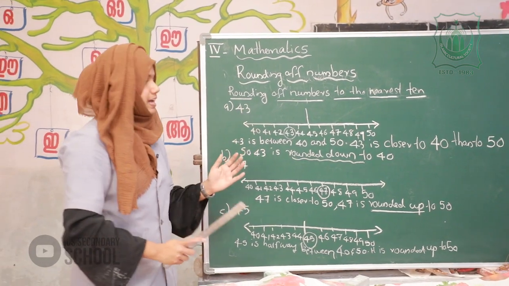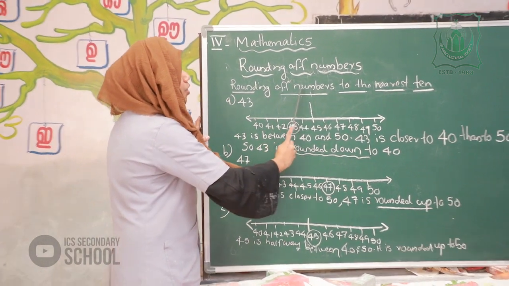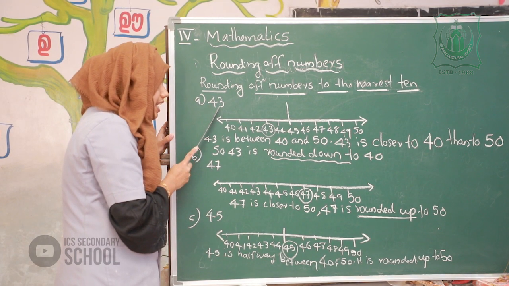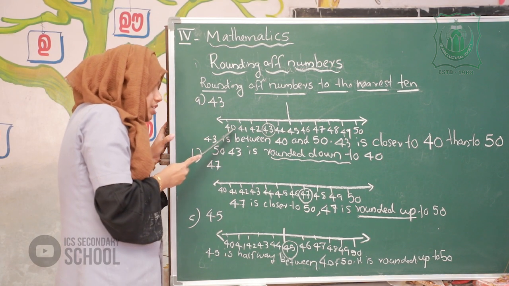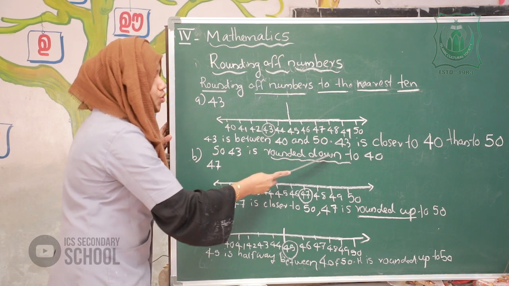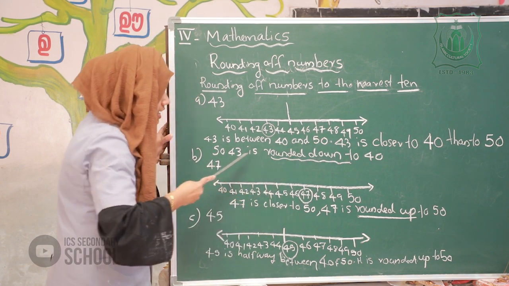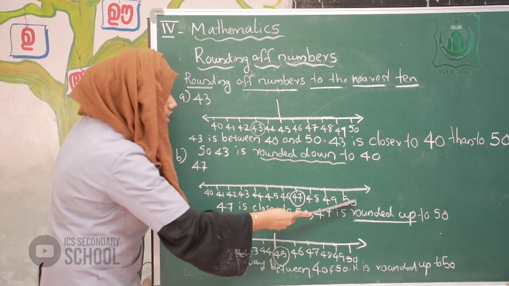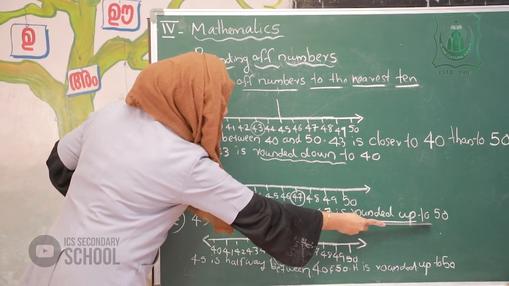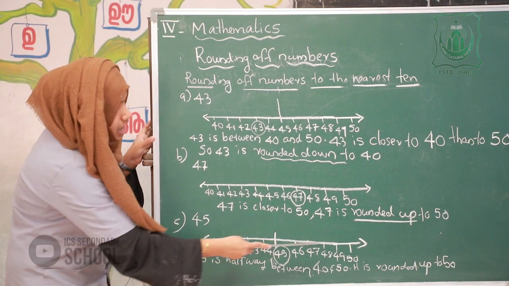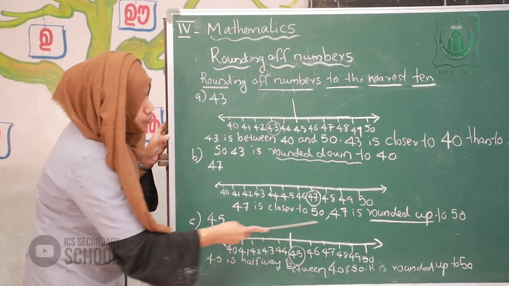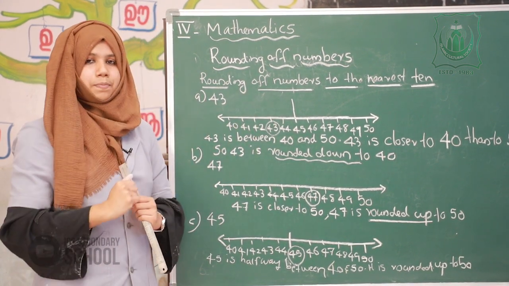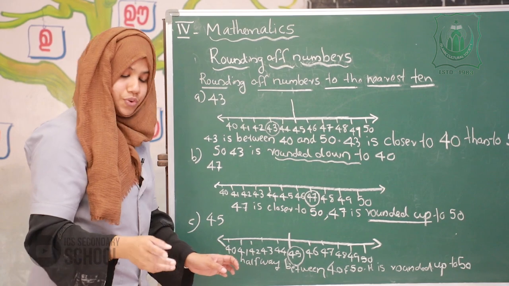Okay? It's clear. So, first one is rounding of numbers to the nearest 10. First number is 43. 43 is closer to 40 compared to 50. So, it is rounded down. Next is 47. It is closer to 50. So, it is rounded up. And the next one is halfway between 40 and 50. If a number is halfway, it is rounded up. I will give you examples.